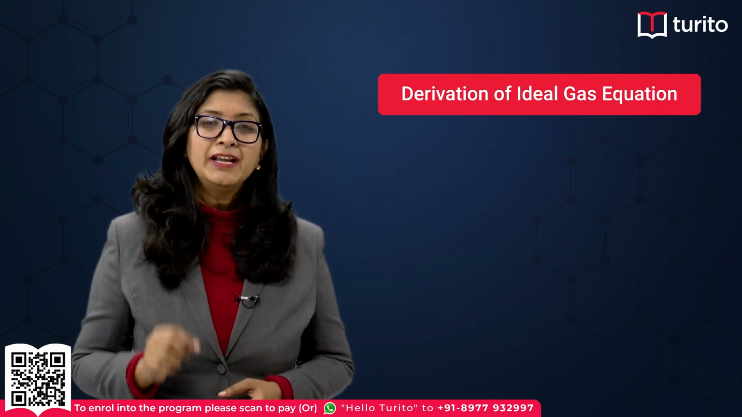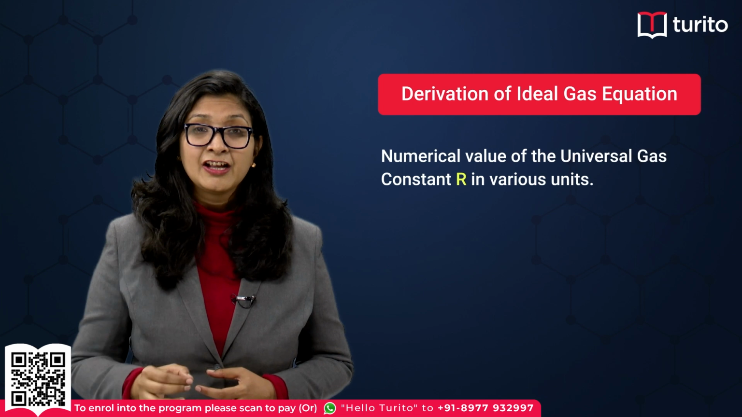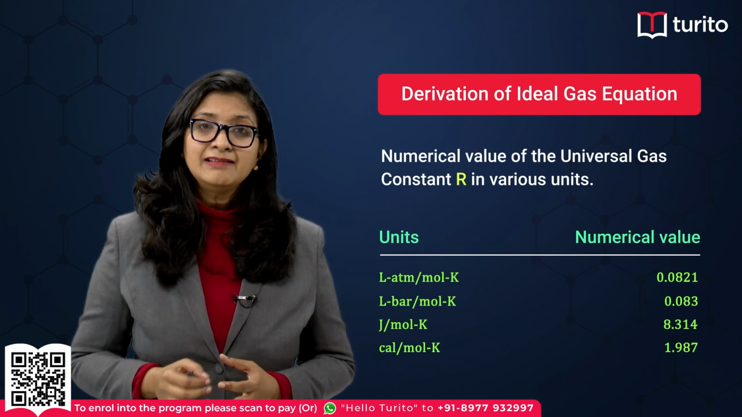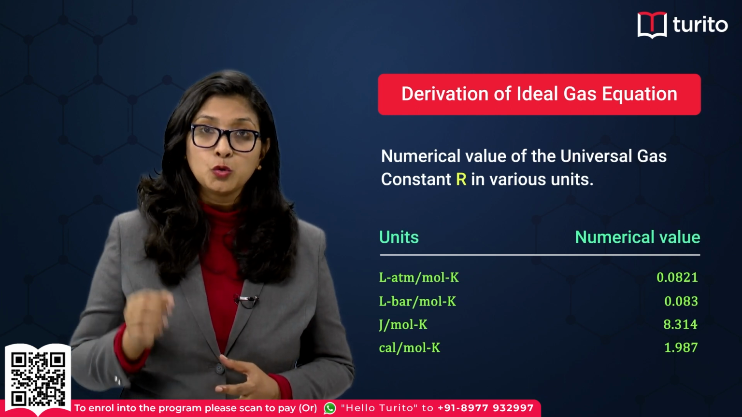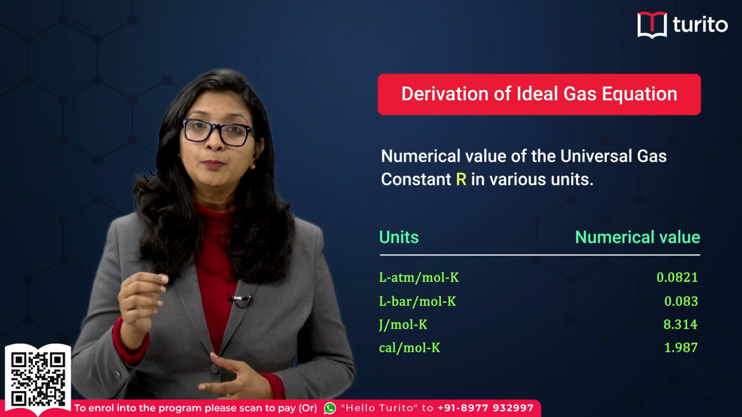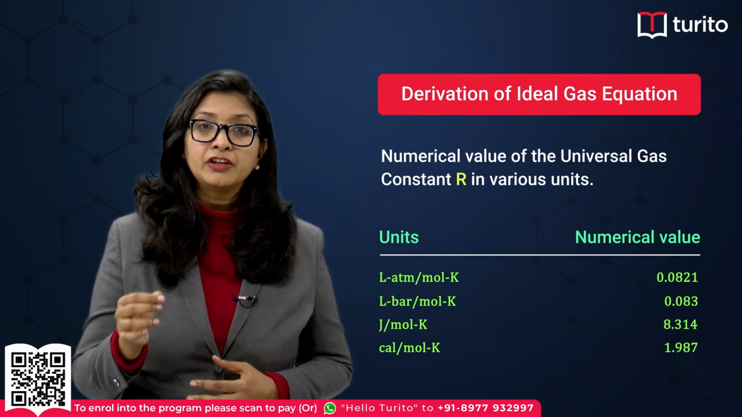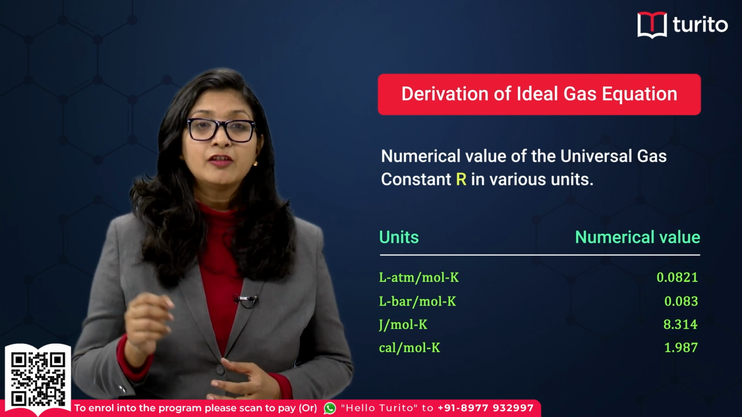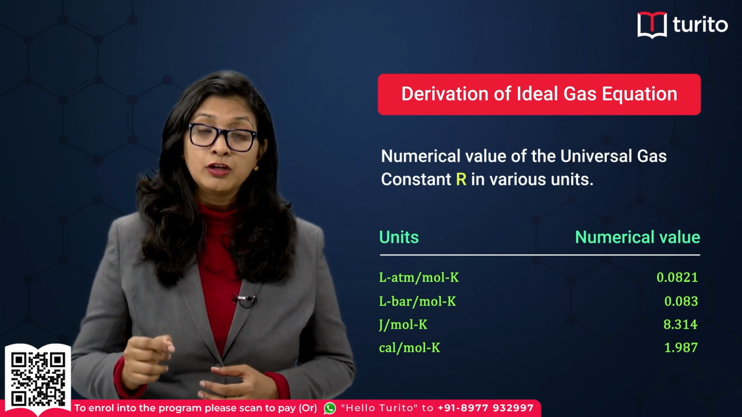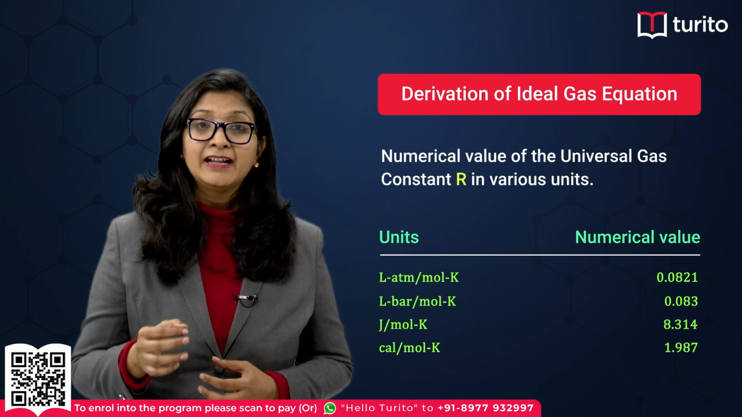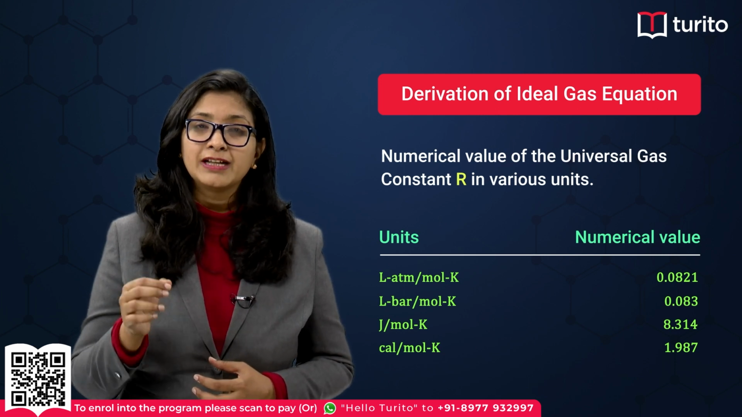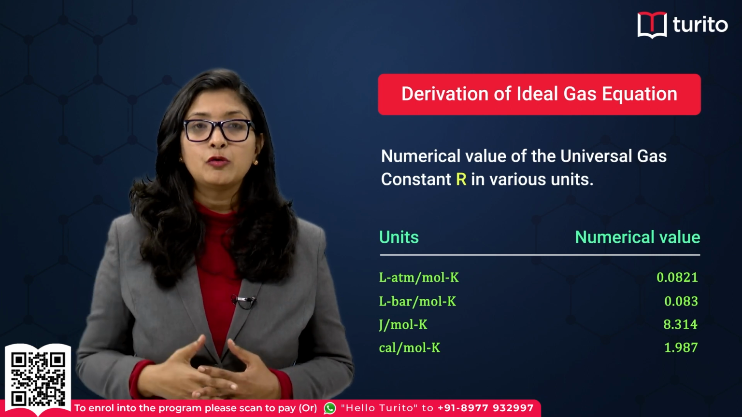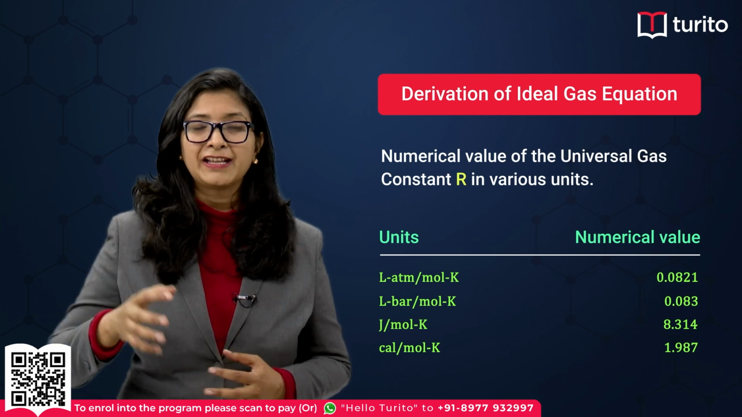Okay. Now over here there is a constant. What is that? R, the universal gas constant. What is the value of this R? R is equal to 0.0821 atmosphere liter per mole per Kelvin. It is also equal to 0.083 bar liter per mole per Kelvin. It is also equal to 8.314 joule per mole per Kelvin, and in calories it is equal to 1.987 calorie per mole per Kelvin, which is roughly written as 2 calorie per mole per Kelvin.